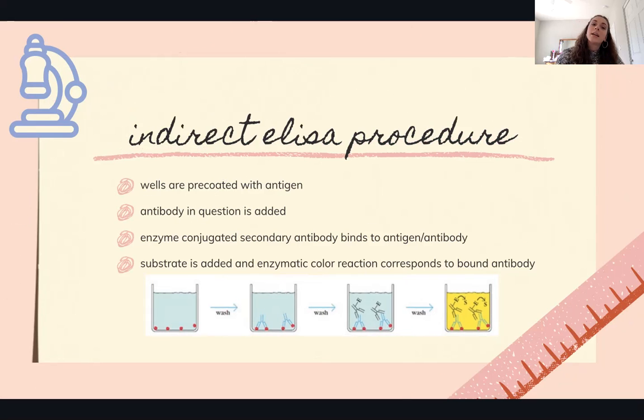In indirect, wells are coated with the antigen first, and then the antibody in question is added. The enzyme conjugated secondary antibody binds to the antigen antibody complex, and then the substrate is added, and an enzyme color reaction responds to whether the antibody was present or not.